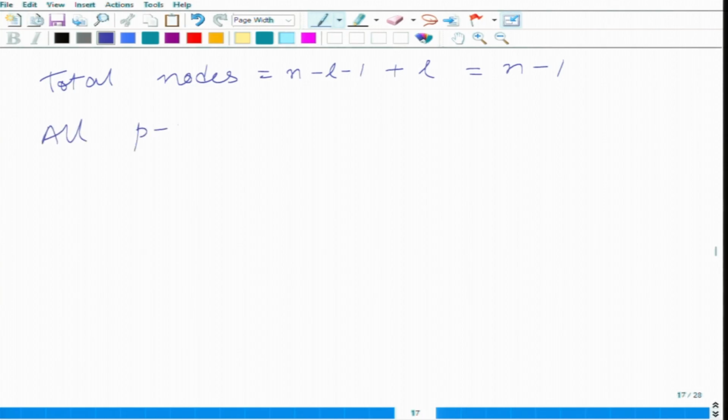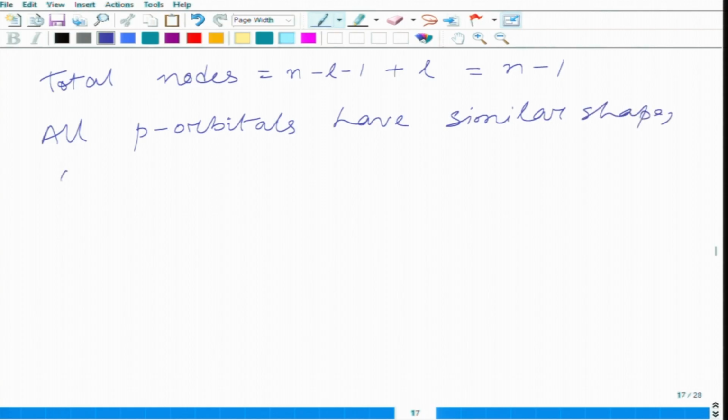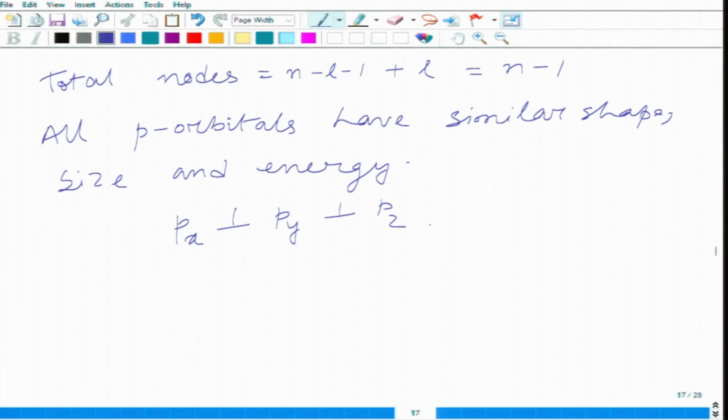Now, all p orbitals have similar shape, size and energy, and they are perpendicular to each other. So, they are perpendicular to each other. Now, in the next part, we will study the shape of d orbitals. Thank you.